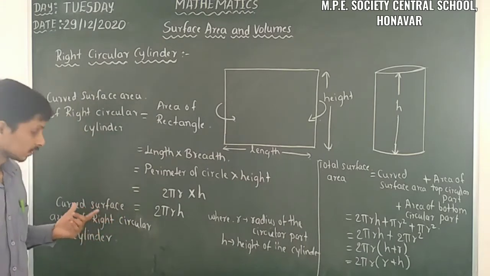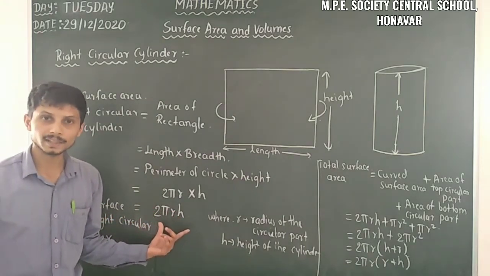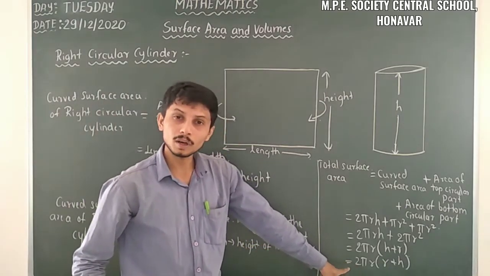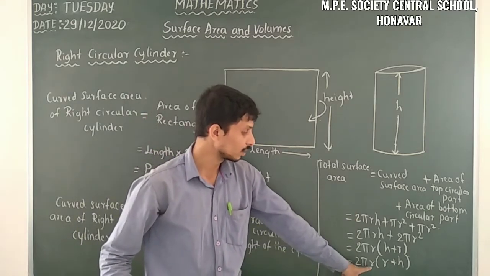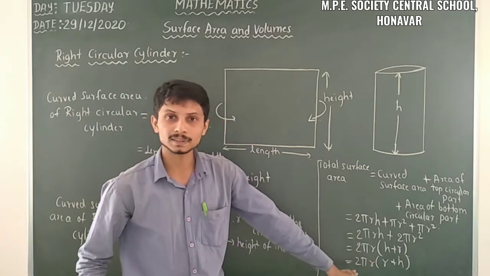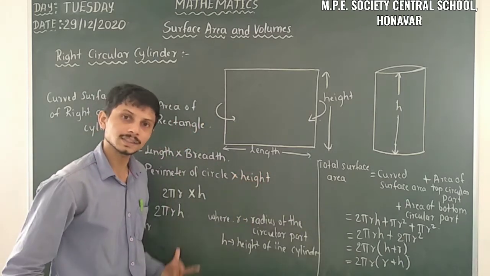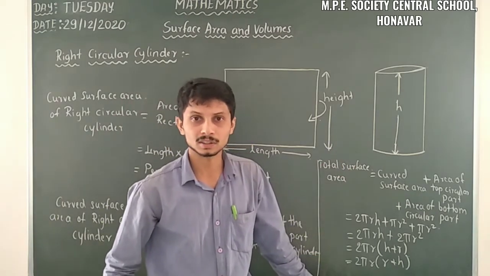So likewise, the curved surface area of the right circular cylinder is equal to 2 pi r h. So here, when we want to find out the total surface area of the right circular cylinder, we have to take 2 pi r into r plus h here. So this is the formula for finding the curved surface area of the right circular cylinder and the total surface area of the right circular cylinder.